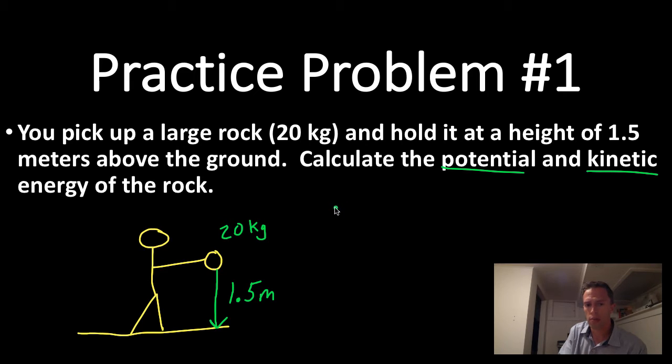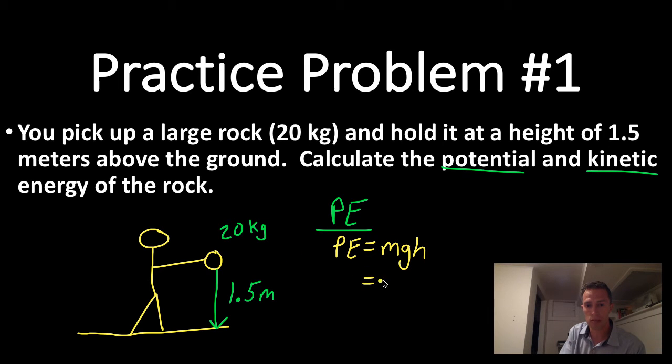So I'm going to do both of them. I'm going to do potential energy first. And so let's show you how to find potential energy. Going back to the formula, potential energy is equal to mgh, mass times acceleration due to gravity times the height. And so let's just plug in the numbers here and see what we get.